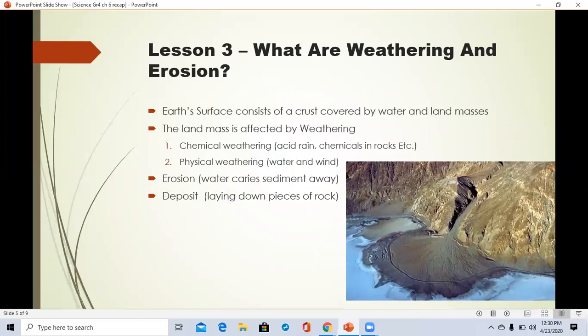Deposit is where that sediment or that earth gets deposited somewhere else.